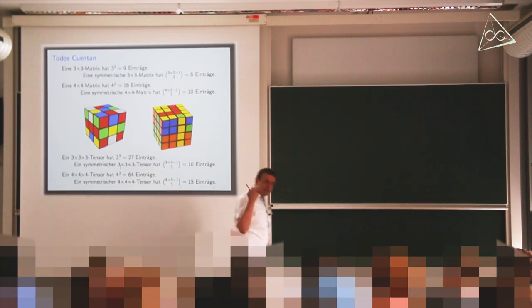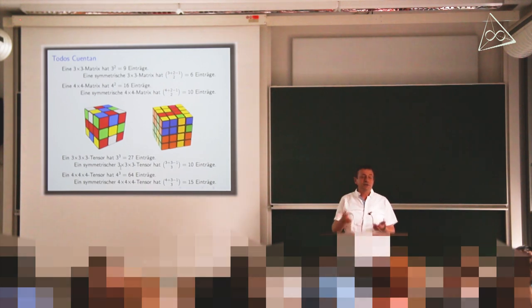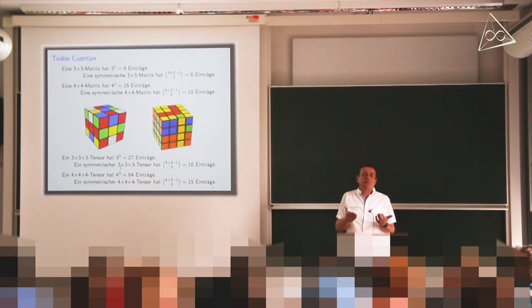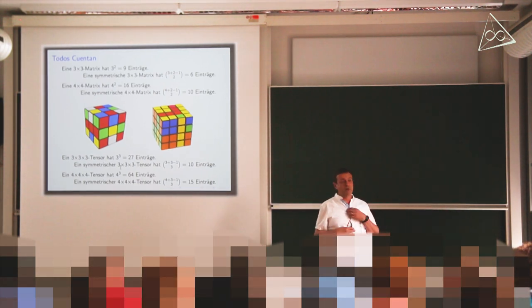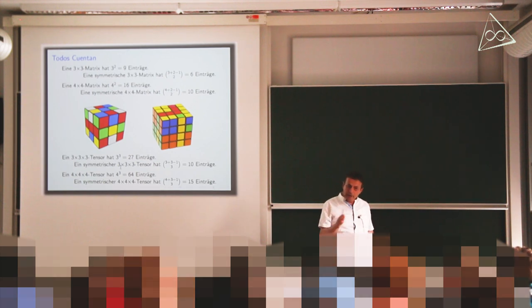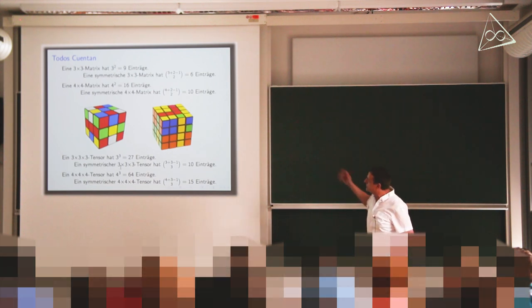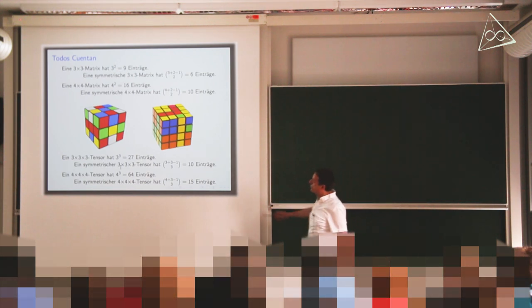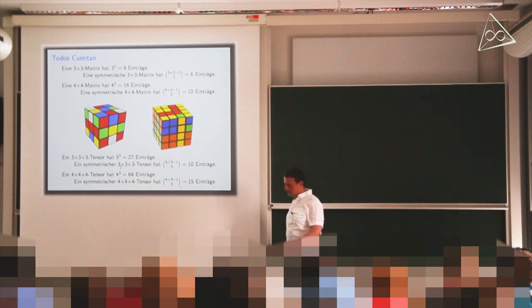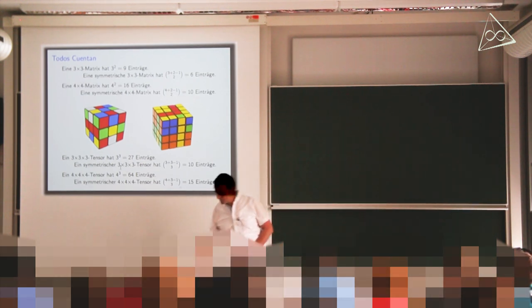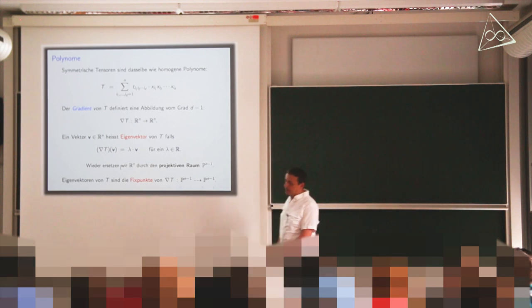So these are good. If you see this for the first time, these are good exercises. The how-many question is always a good question. It's always good to think combinatorially. If you have a hard time learning a new concept, it's always good to ask the how-many questions. How many entries are there? So a symmetric 3x3x3 tensor has 10 entries, and the 4x4x4 tensor has 15 entries.